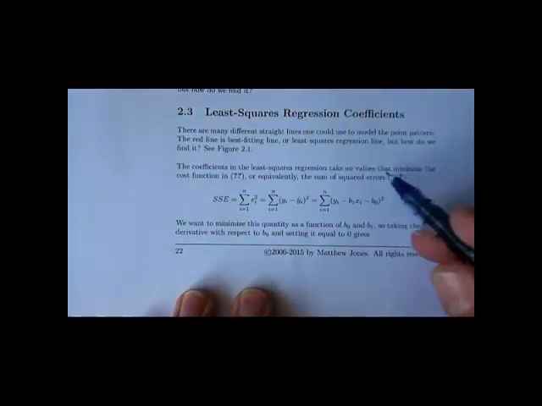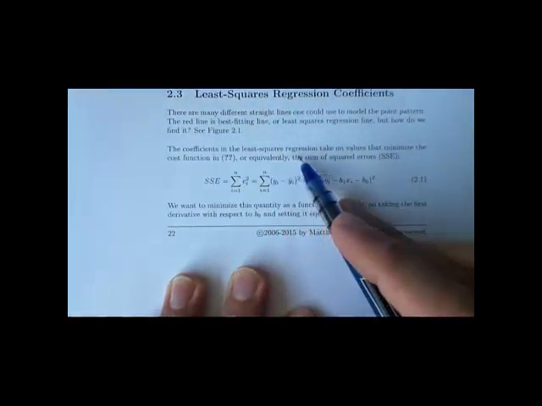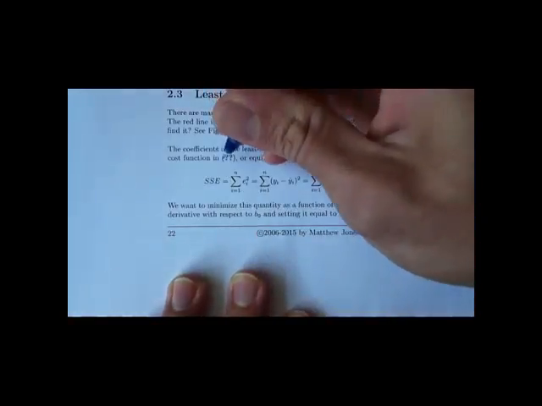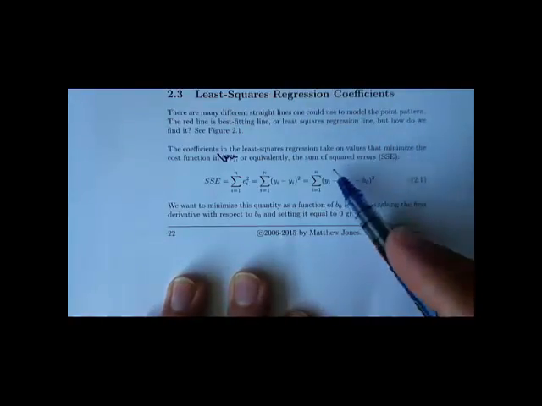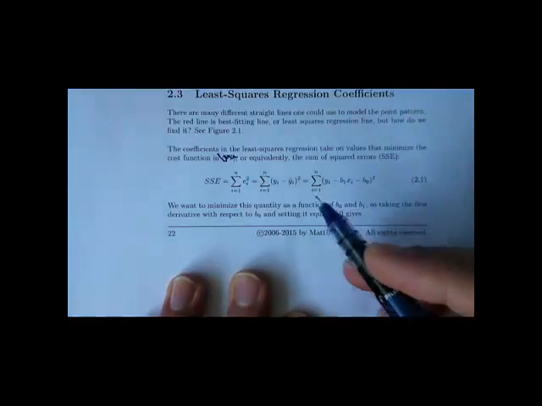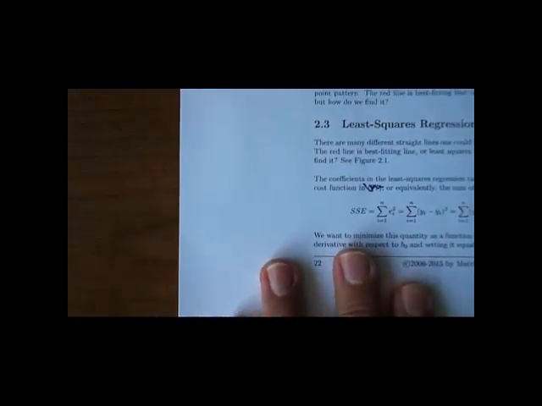By the way, this says the coefficients in the least squares regression take on values that minimize the cost function in some place. Don't worry about that. But you can think of this sum of squared errors as a certain cost function that you're trying to minimize. These squared errors, this is what we mean by squared errors.